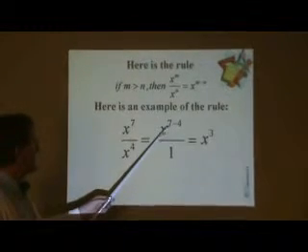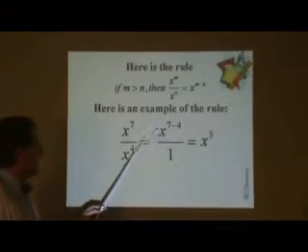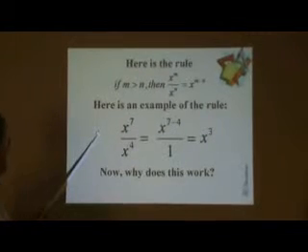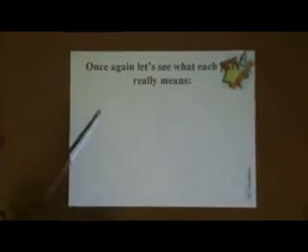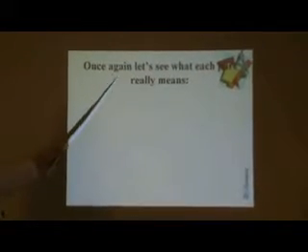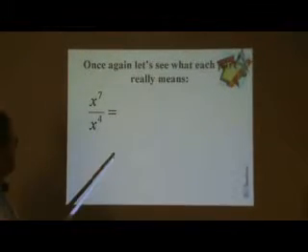What we do is subtract 7 from 4, we get 3. We've seen this before. Now, why does it work? Once again, we need to see what each part really means. What does x to the 7th power mean?